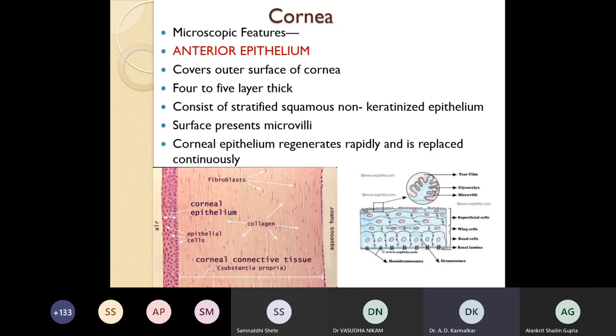And now here, if you see the picture of the surface epithelium, the cells may show microvilli. They can retain the fluid film, which will make the cornea moist and smooth, which will help in making the cornea transparent. Now this corneal epithelium regenerates rapidly. So there is continuous replacement of the cells as compared to other tissue.